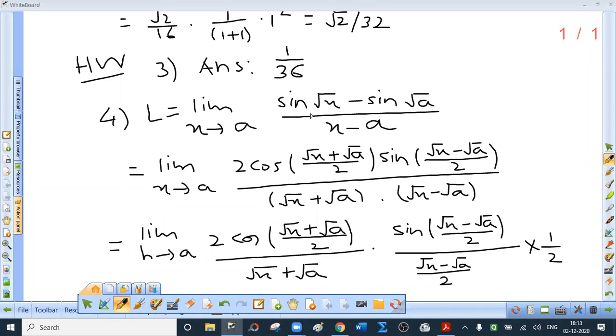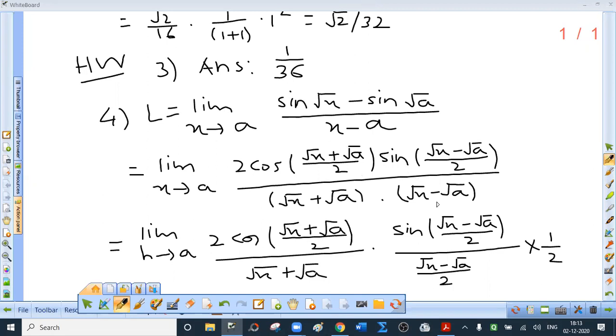Limit x tends to a, sine root x minus sine root a upon x minus a. What is sine A minus sine B? 2 cos of (A plus B) by 2 into sine of (A minus B) by 2. See, the cosine term does not require anything in the denominator, because even if you take the limit, you do not get 0 in the denominator, right? Now, what are the factors of x minus a? Root x plus root a into root x minus root a.